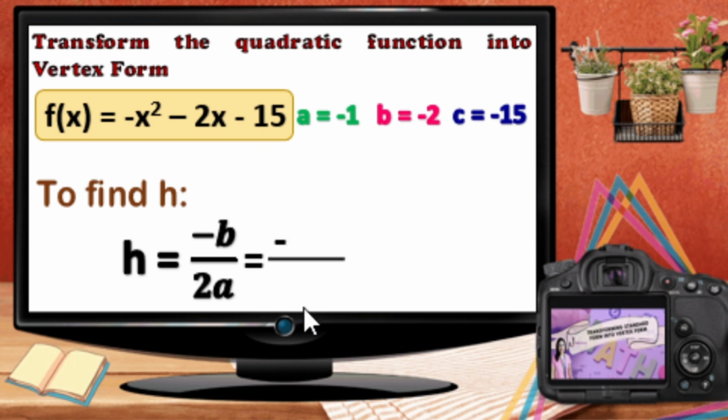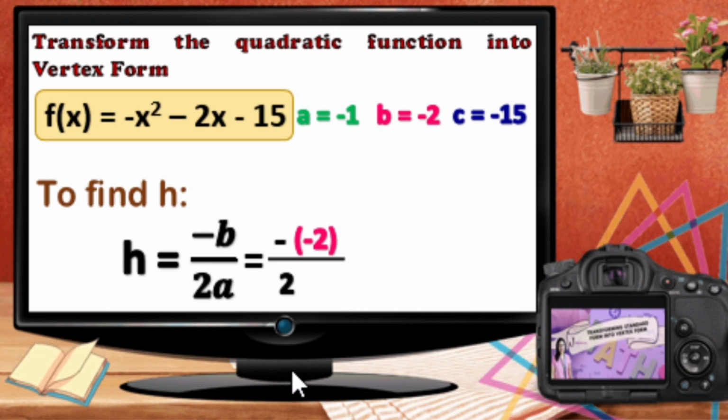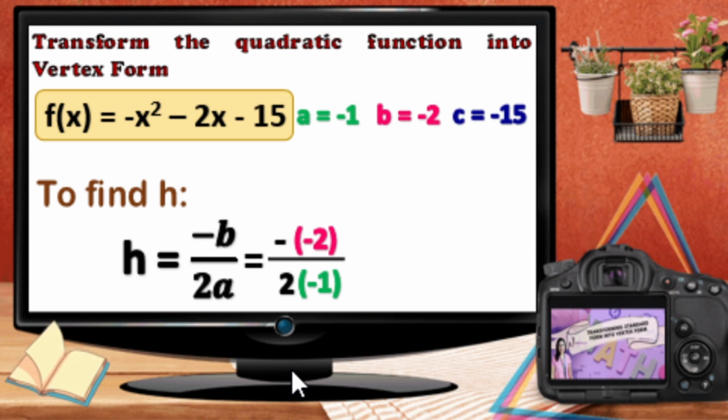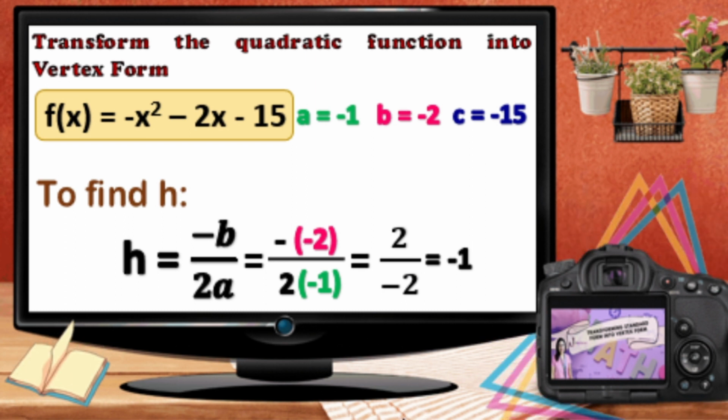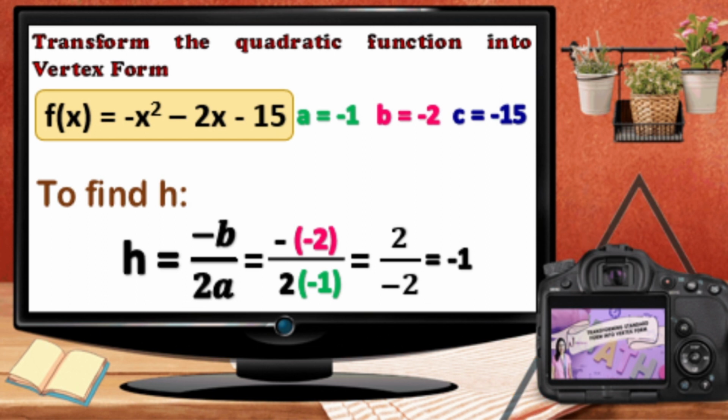So, substitute natin negative from the formula. And then, value of b is negative 2 over 2, which is nasa formula. And then, value of a is negative 1. So, mumultiply natin sa negative 1 yung 2. So, therefore, we will have 2 over negative 2. Simplifying it further, we will have negative 1. So 2 divided by negative 2 is negative 1. So therefore, the value of h is negative 1.